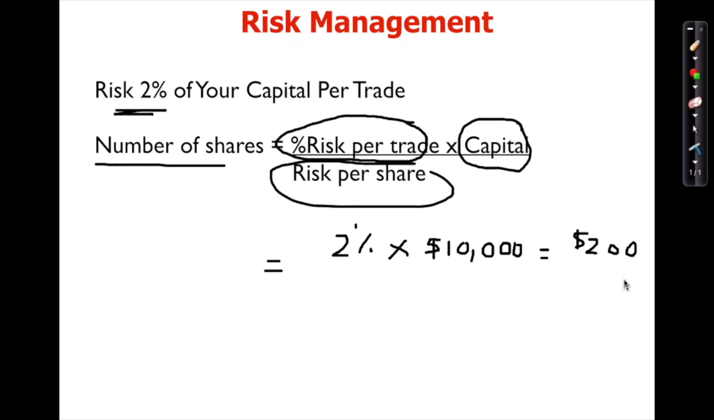Great. So what is the risk per share you're taking? If you remember the chart I showed you, we are risking $5 per share. Every share you buy, you're risking $5. So if you can risk a total of $200, how many shares do you buy? You take 200 divided by $5, which is the risk per share.